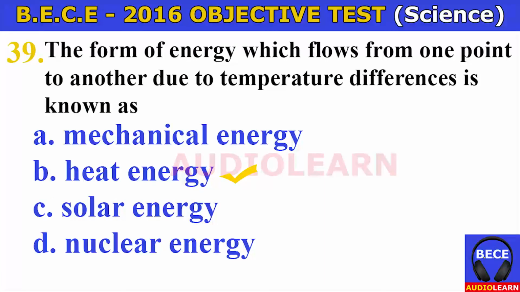Number 39. The form of energy which flows from one point to another due to temperature differences is known as A. Mechanical energy, B. Heat energy, C. Solar energy, D. Nuclear energy. And the answer is B. Heat energy.